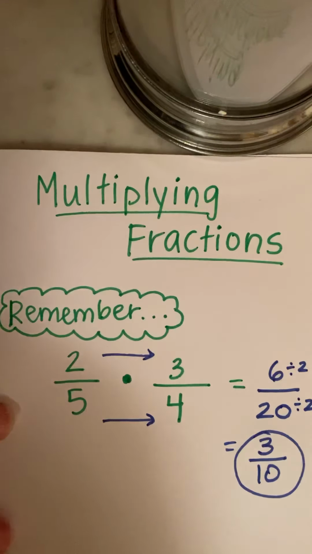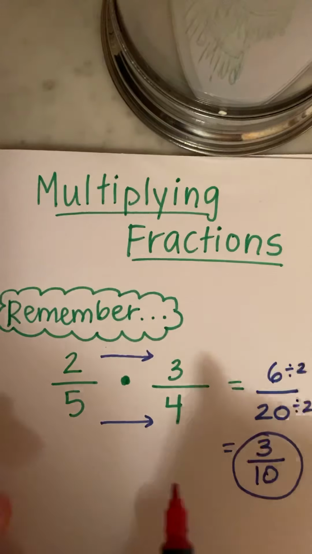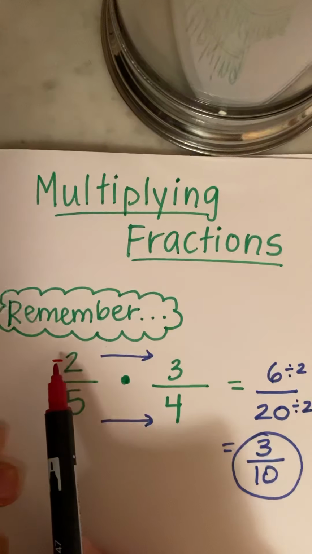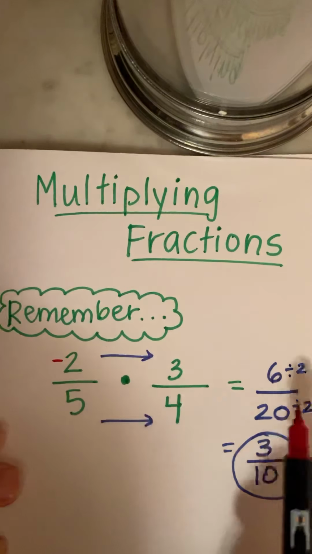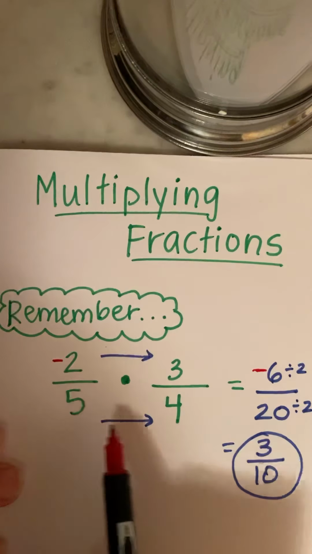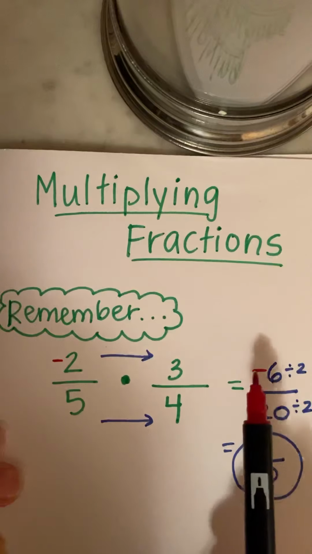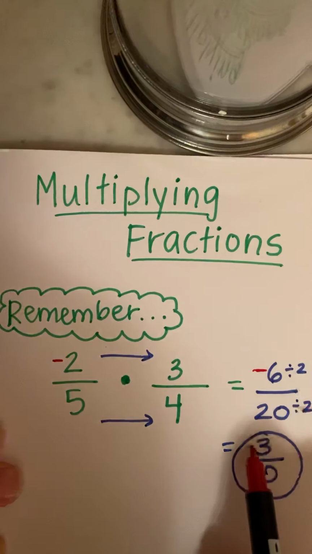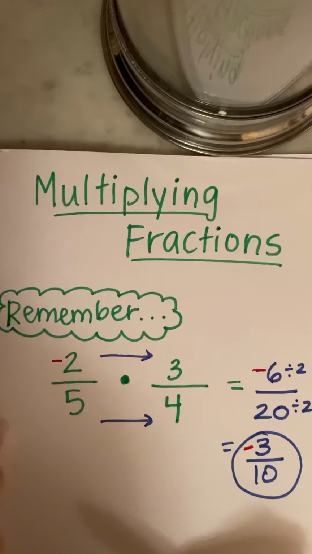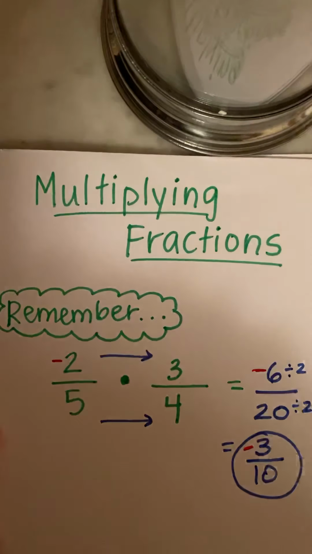Now, if there would have been a negative in there, you still do the same thing. If that was negative 2/5 times 3/4, we would do negative 2 times 3, which is negative 6, and then 5 times 4, which is 20. Negative 6 divided by 2 is negative 3, and 20 divided by 2 is still just 10, so it would be a negative 3/10. So don't forget your negative rules when you are multiplying.